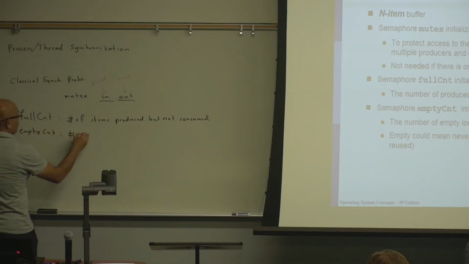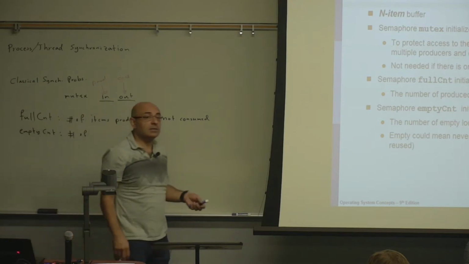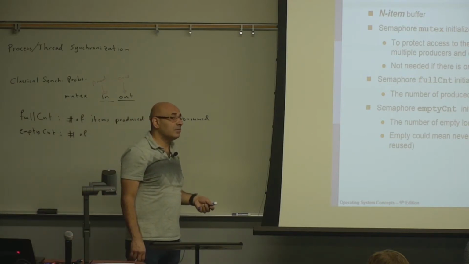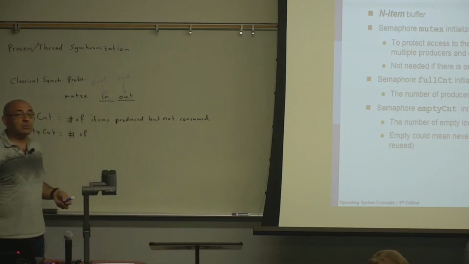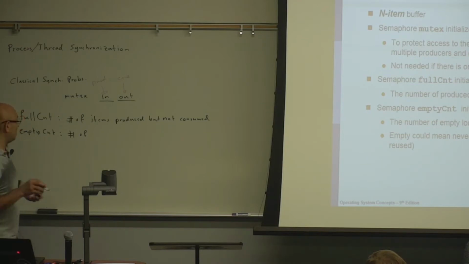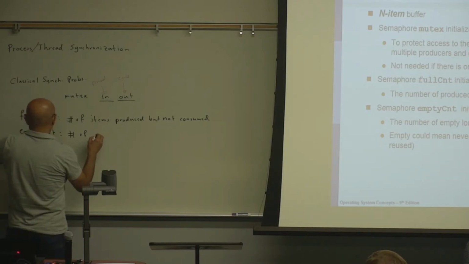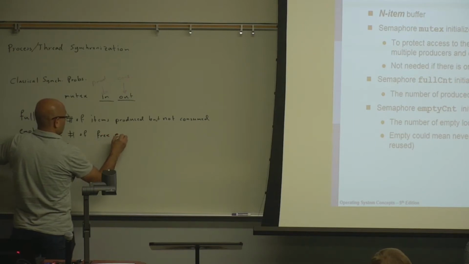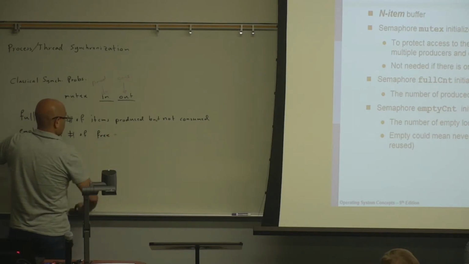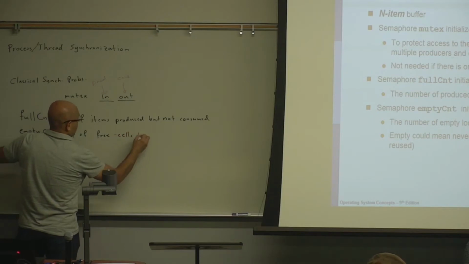And empty count counts the number of what? It's called empty count. So what will it count? Number of consumed? Well, not number of consumed. Free buffer. Yeah, the number of free cells in the buffer, free entries in the buffer. Number of free or unused cells in the buffer.